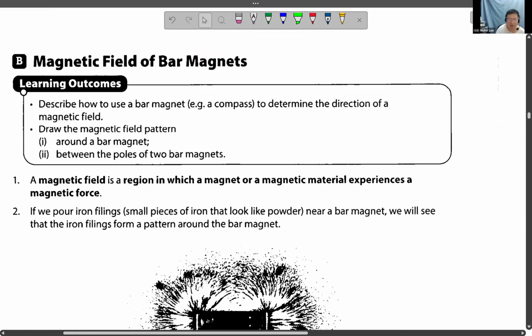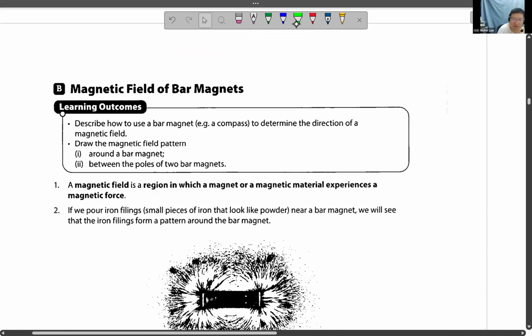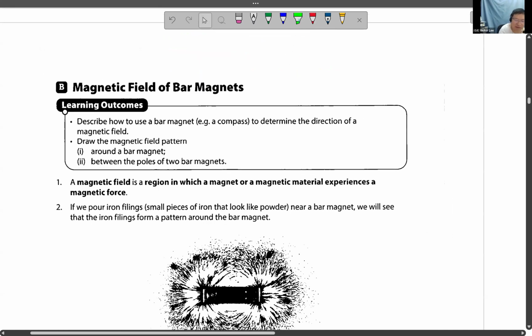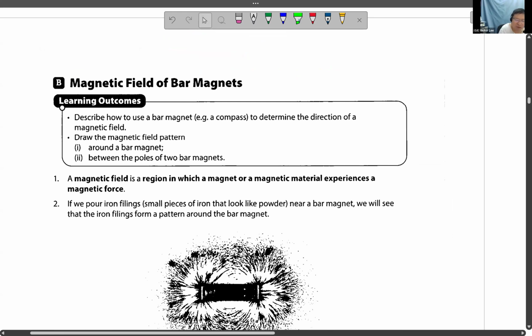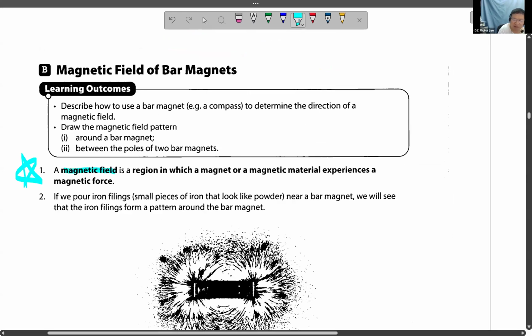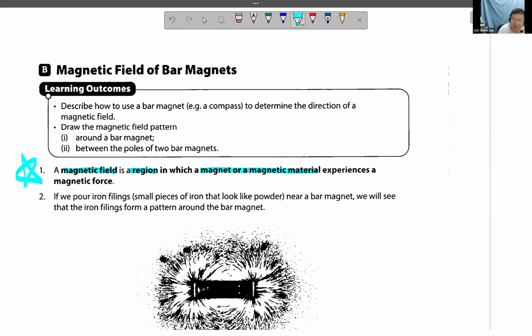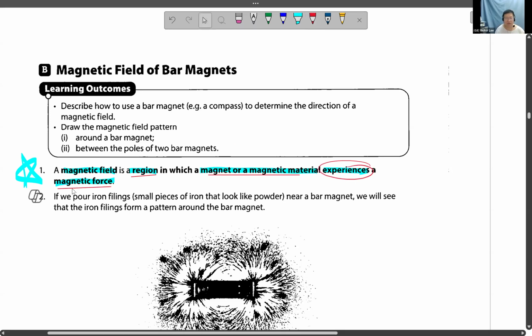Okay, magnetic field of bar magnets. So memorize the definition. Put a star there and memorize it. A magnetic field is a region in which a magnet or magnetic material experiences a magnetic force. Region, a magnetic material or magnet experiences a magnetic force. Any question on that? No. So you put a magnet within a magnetic field, you'll be attracted or repelled. It must have a magnetic force.